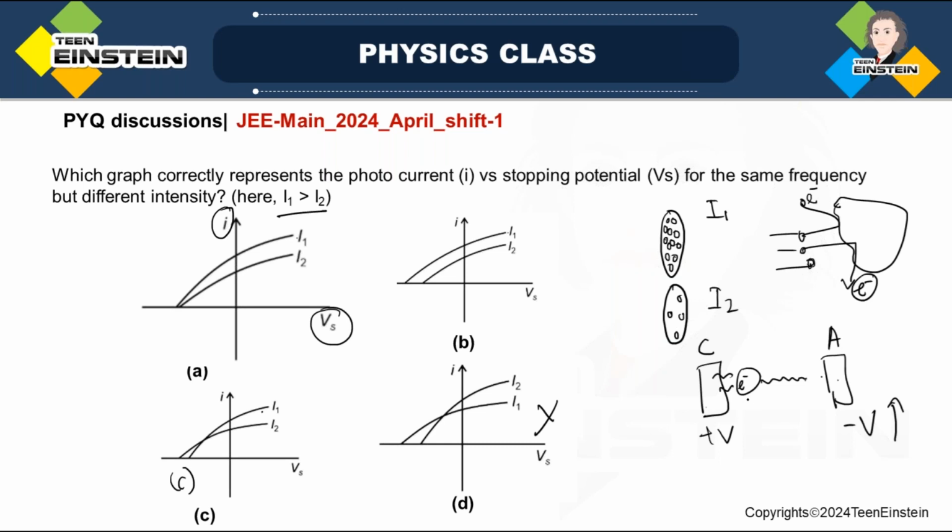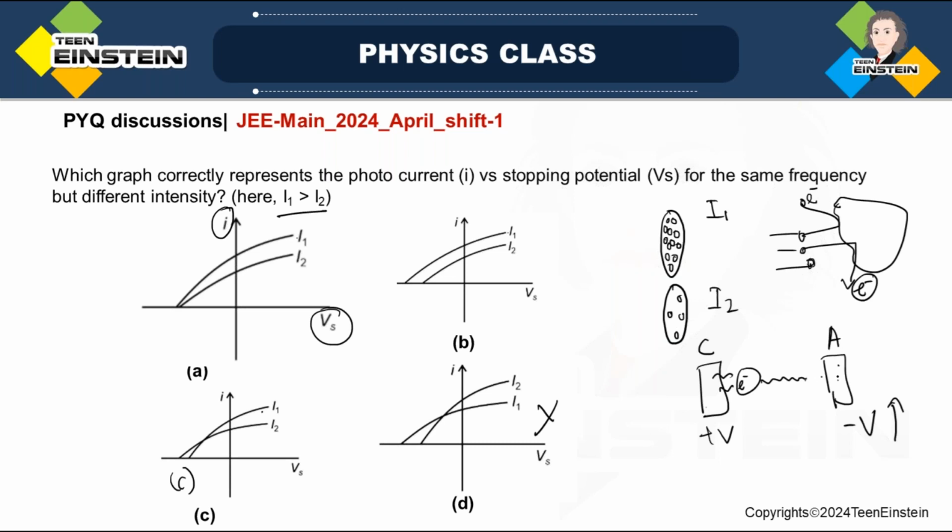Electrons coming out of the metal surface will have a distribution of kinetic energies, not a single energy. So as you increase the stopping potential or the reverse potential, only the electrons which have enough kinetic energy to overcome this opposing potential will actually reach the anode and then flow through the circuit.